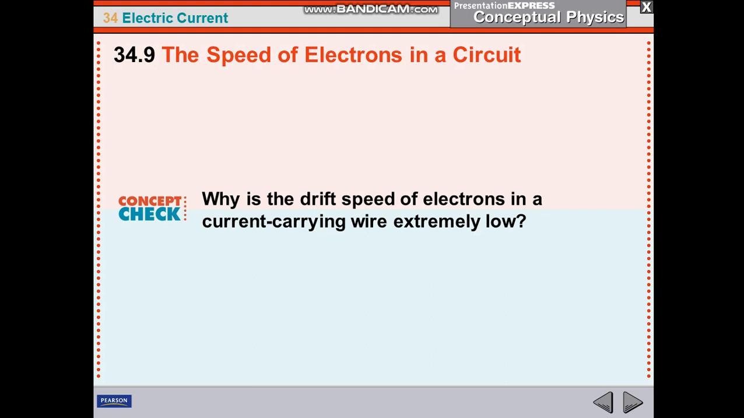Now there is a question: why is the drift speed of electrons in a current carrying wire extremely low? Try to find the answer.